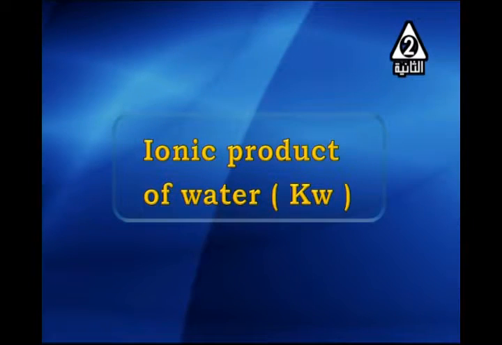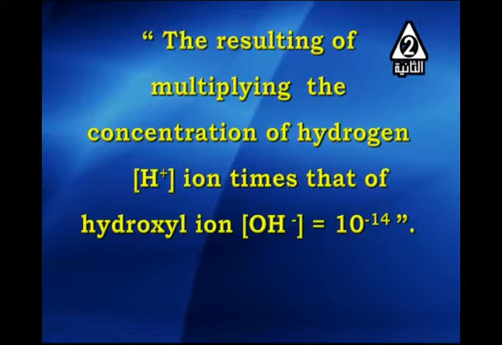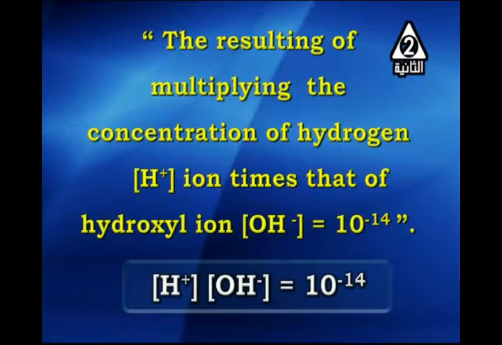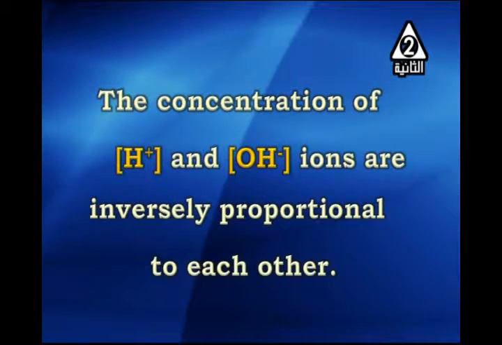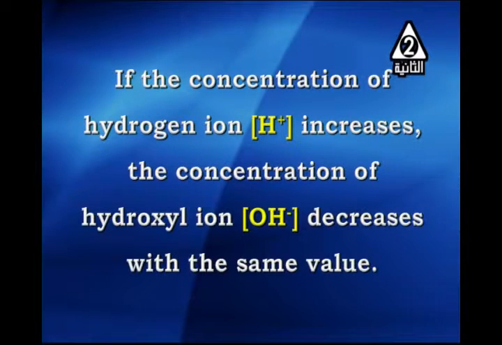My dear students, we call the equilibrium constant Kw the ionic product of water. It states that the result of multiplying the concentration of hydrogen ion times the concentration of hydroxyl ion equals 10 to the power negative 14. My dear students, as shown in the relation above, the concentration of hydrogen ion and the concentration of hydroxyl ion are inversely proportional to each other. That means when the concentration of hydrogen ion increases, the concentration of hydroxide ion decreases, and vice versa.